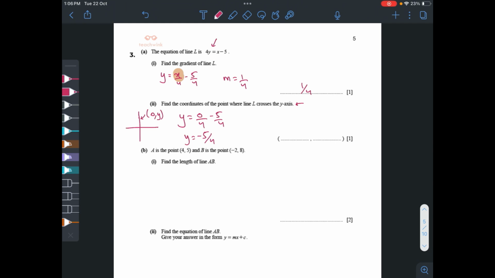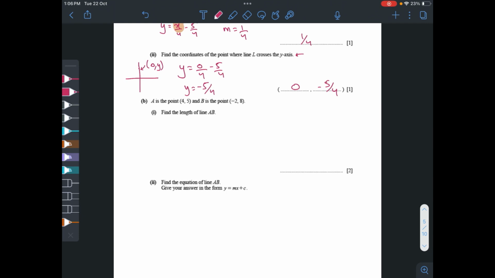And the coordinates will be 0, comma, negative 5 over 4. The next part says A is the point (4, 5) and B is the point (-2, 8). Find the length of line AB.